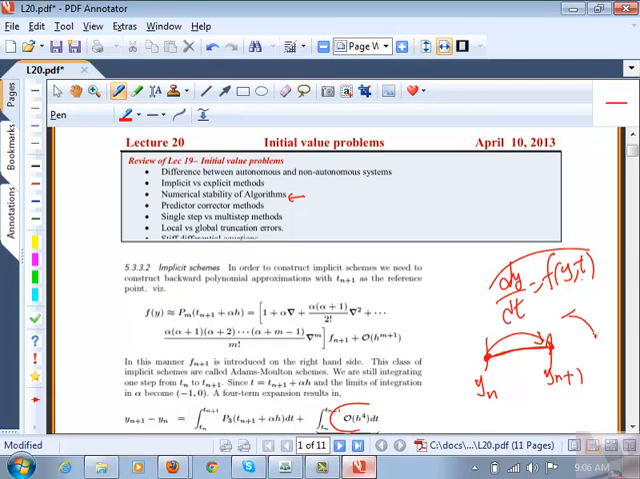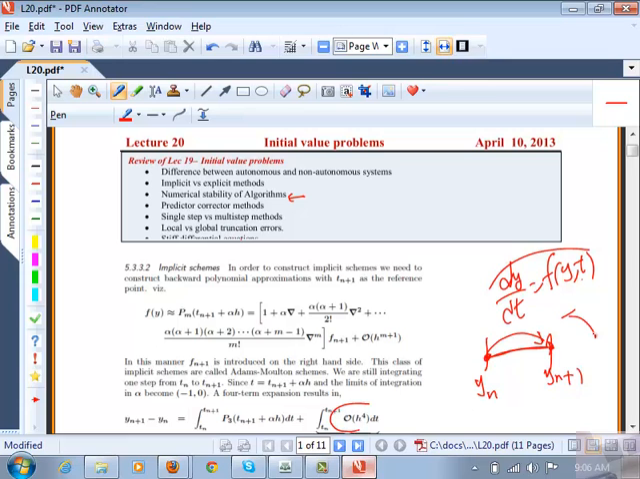Here is maybe a question for you. If you understand all these concepts, you should be able to engage in a discussion on this question. The question is the following. So I have dy/dt equals f of y. Let's take for the moment that it is an autonomous system.